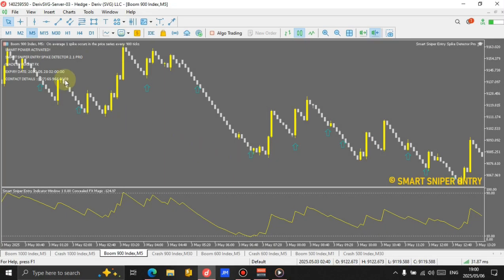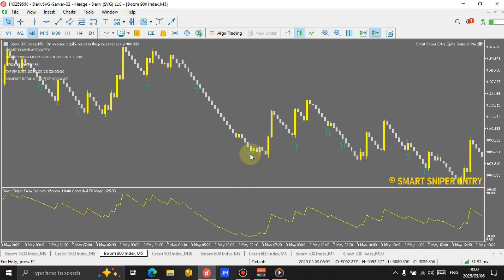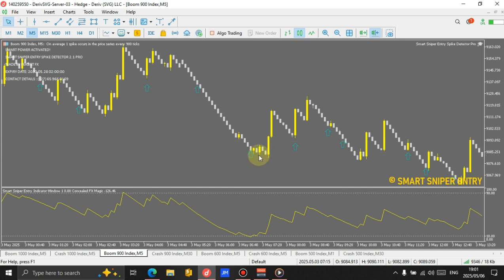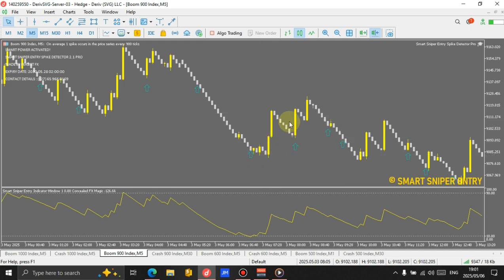So here's a live example on the Boom 900 pair. Once again, we see that our trend indicator got to the oversold level, and as you can notice, the spike detector also gave the entry as well. So what I would suggest you to do is, once this occurs, you enter after 3 candles. So let's just count 3 candles from the entry right over here. So if you entered over here and you held your trade, as you can see, it went into profits. So you would have made profits earlier.